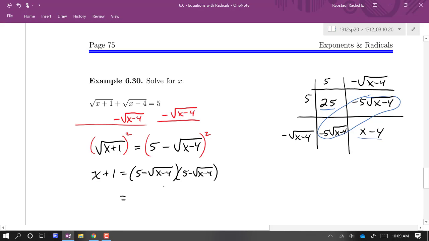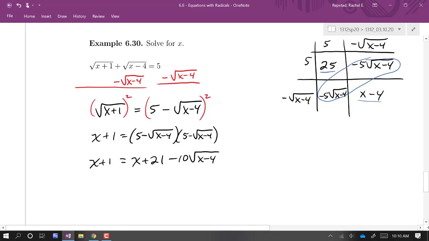We get, let's see, x minus 4 plus 25 is x plus 21. And then minus 10 times the square root of x minus 4. We still have an equation with a radical, but notice our first equation had 2 radicals in it. This one has just 1 radical. I know I'm making progress. What do we do next?